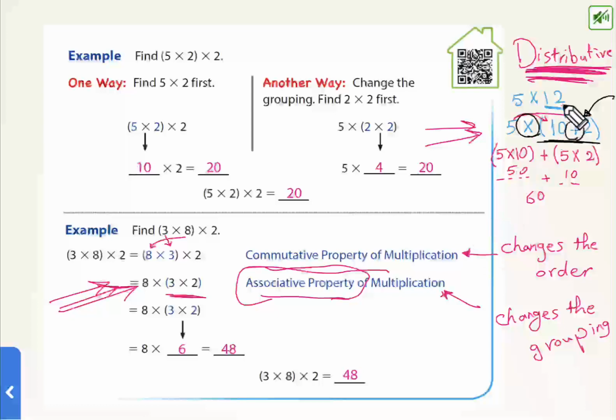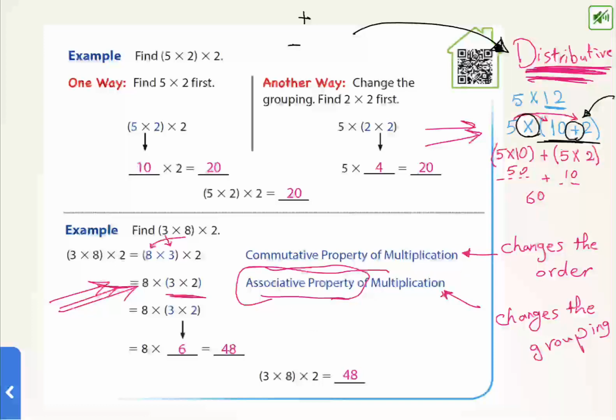So the difference is, in distributive property, we are distributing multiplication to addition and subtraction. So use distributive property when you find plus and minus in the brackets. But if you have multiply in the brackets, then you are using associative property.